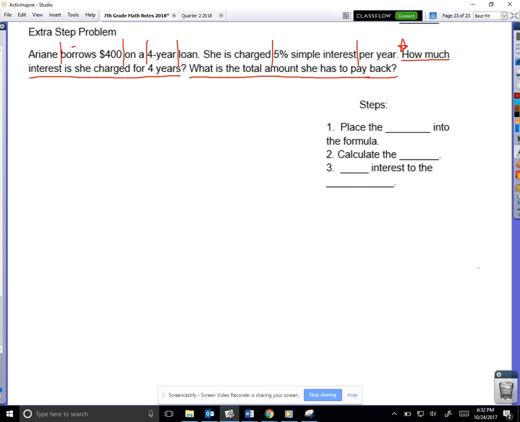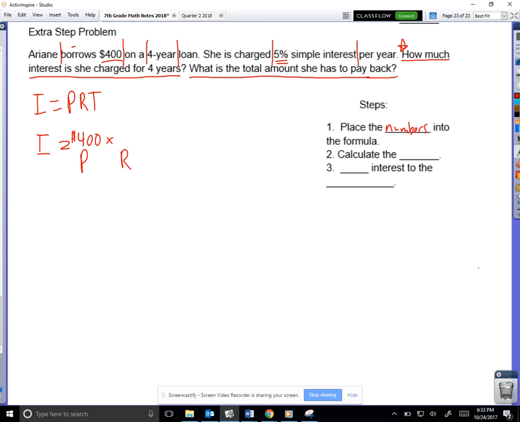Step number 1, place the numbers into the formula. Remember our interest formula from up above: interest equals the principal times the rate times the time. So we're just going to put these three numbers into the formula. Interest is what we're trying to find. That's going to equal the principal, which is the amount she borrowed, $400, times the rate, which is this right here.